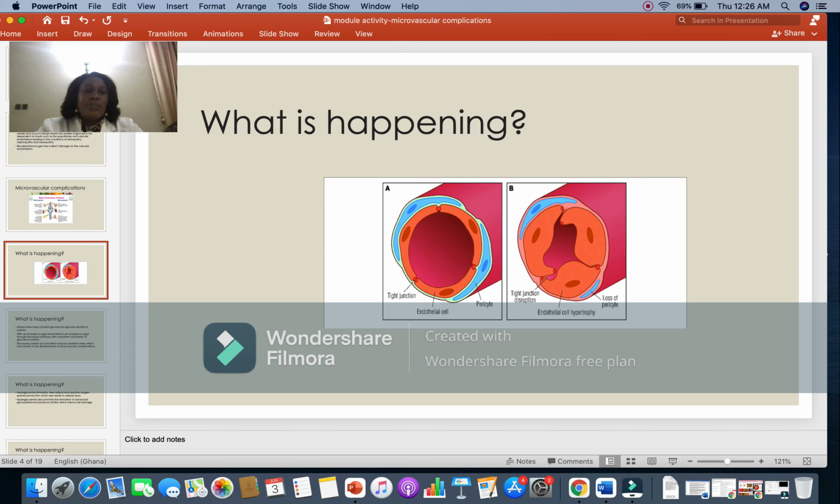As has already been said, the capillary basement membrane becomes thickened in the event of elevated blood glucose, and they become leaky or permeable to proteins and fluid out of these capillaries, as shown in the diagram below.